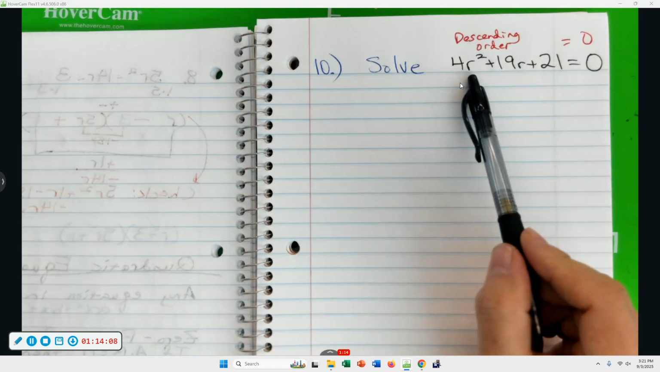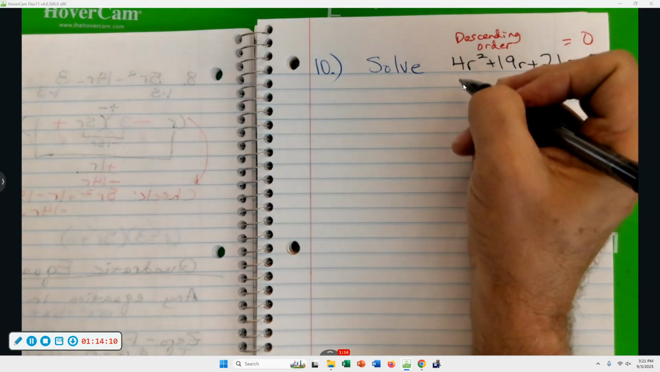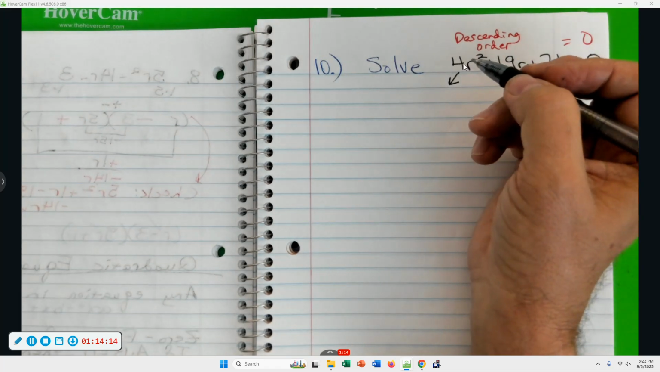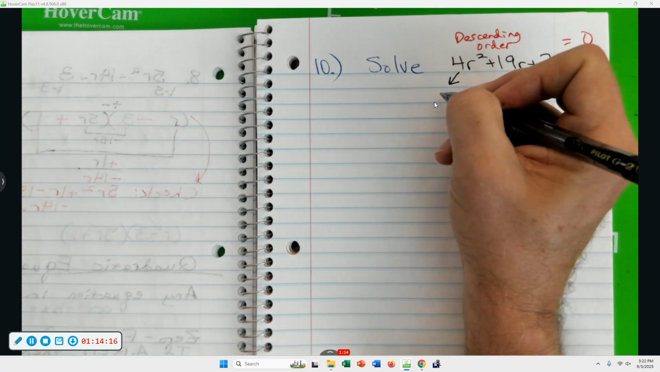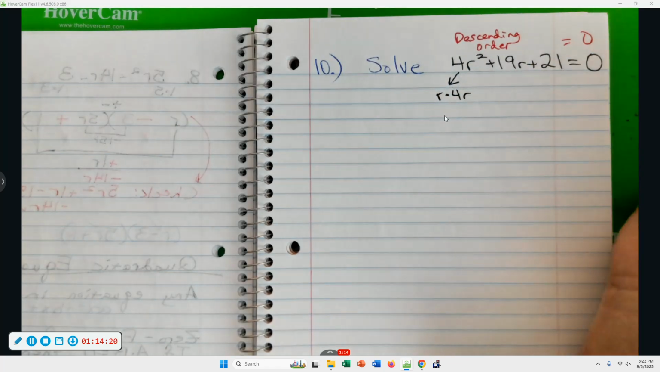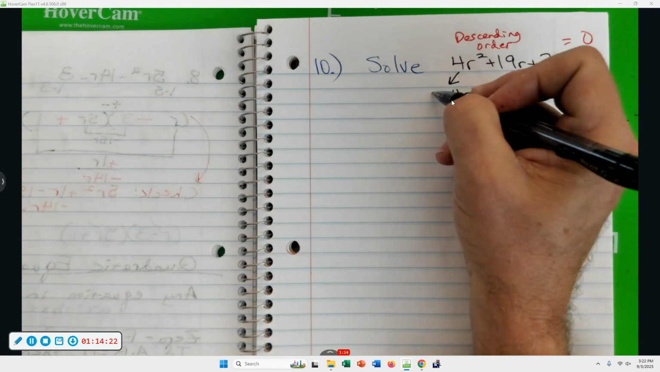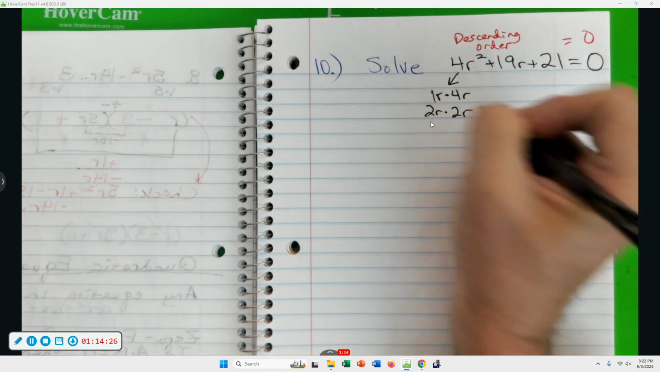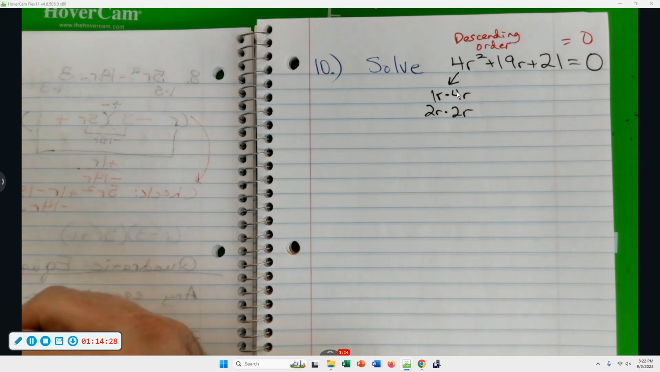We have to get this thing in factored form. 4r squared. Well, you could have what times what will give you 4? 1r times 4r. I'll go ahead and stick on the r's. Normally I just write 1 times 4. And 2r times 2r. Actually, that might not be a bad thing to do.